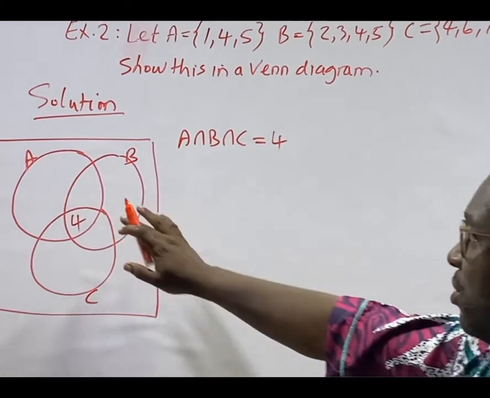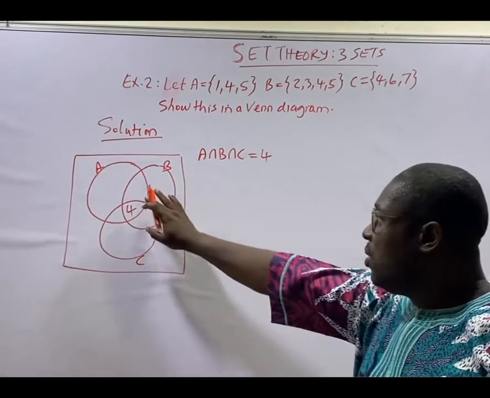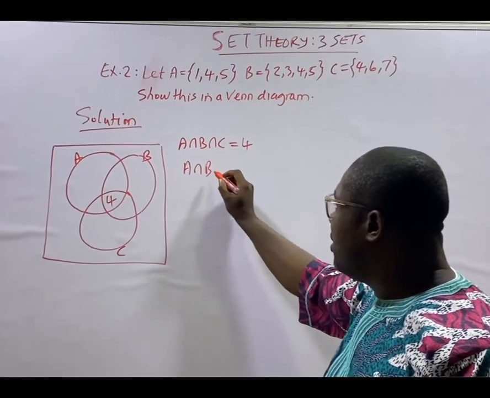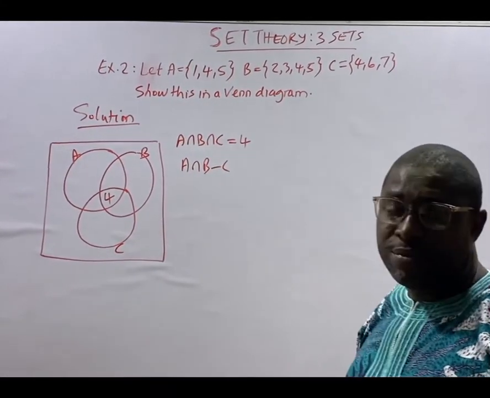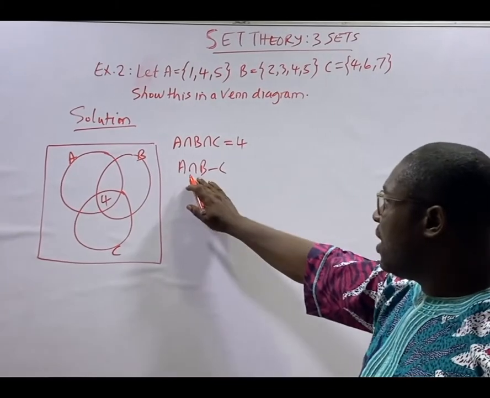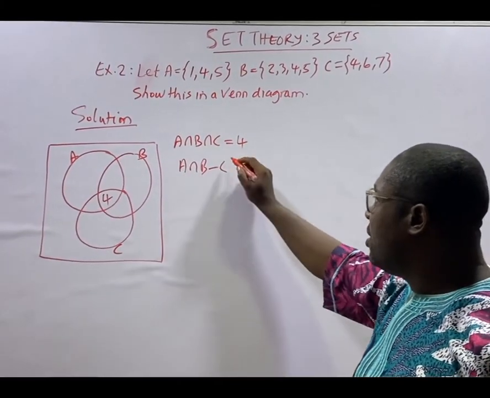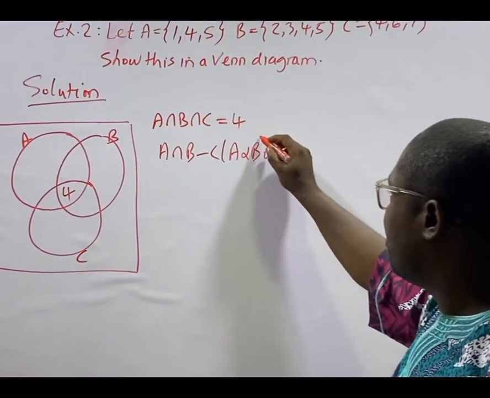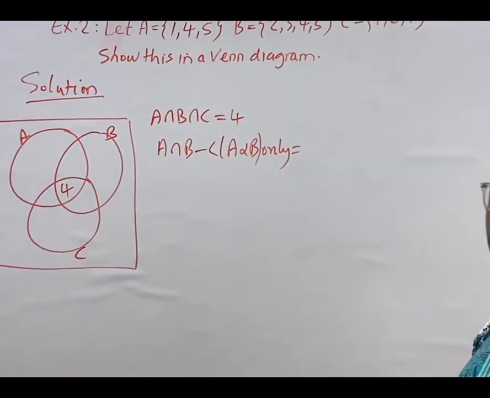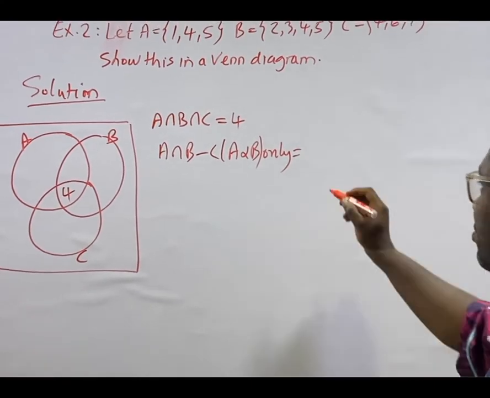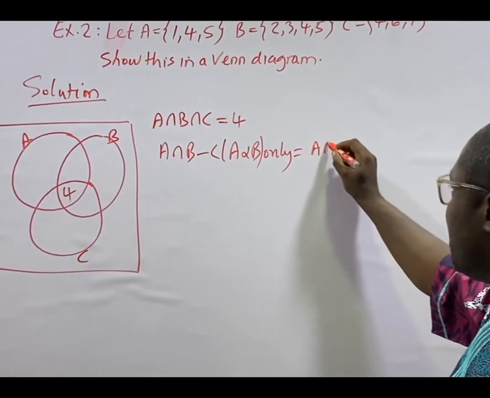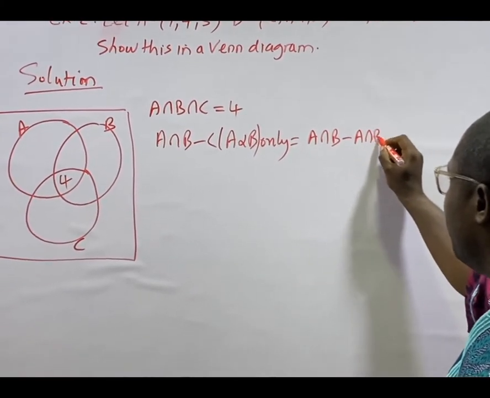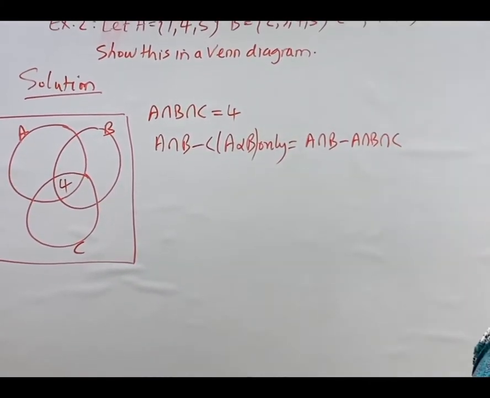Now we want to find what will be here. What is here is A intersection B and not C. That's A and B only. So A and B only will be A intersection B minus A intersection B intersection C.